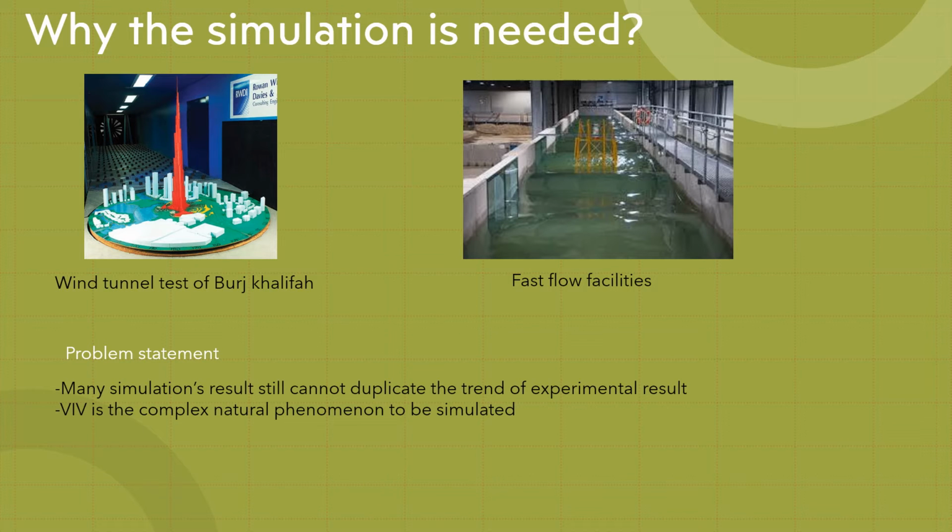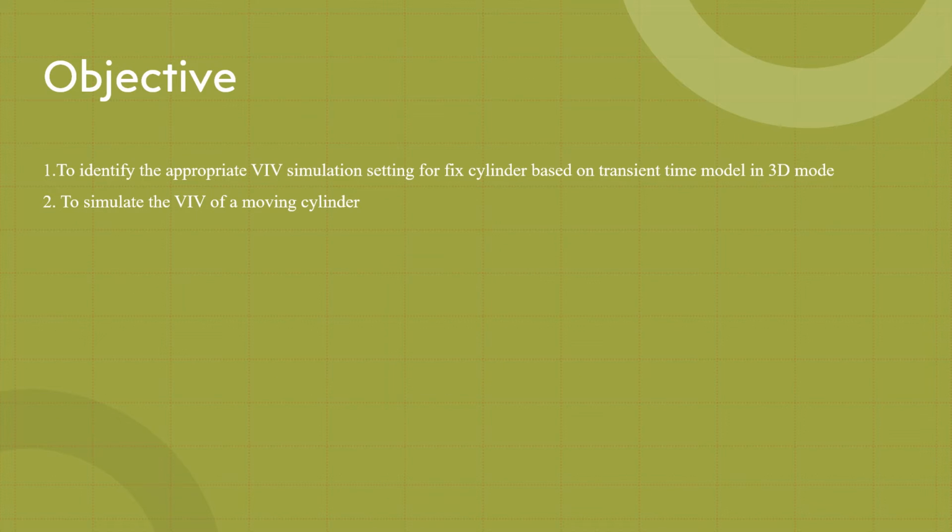But simulation also has some challenges. So the problem statement of this research is that many simulation results still cannot duplicate the trend of the experimental results, and VIV is a complex natural phenomenon to simulate. So the objective of this research is to identify the appropriate VIV simulation setting for a fixed cylinder based on the transient time model in 3D mode, and to simulate the VIV of a moving cylinder.